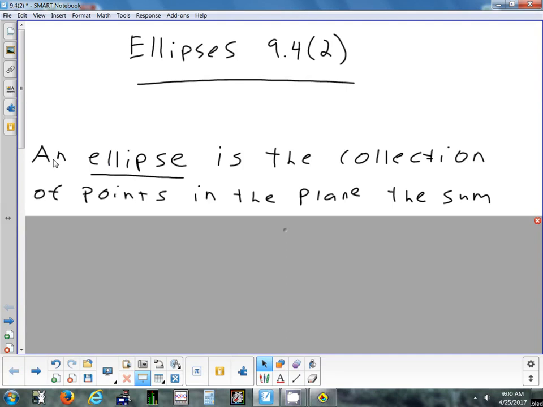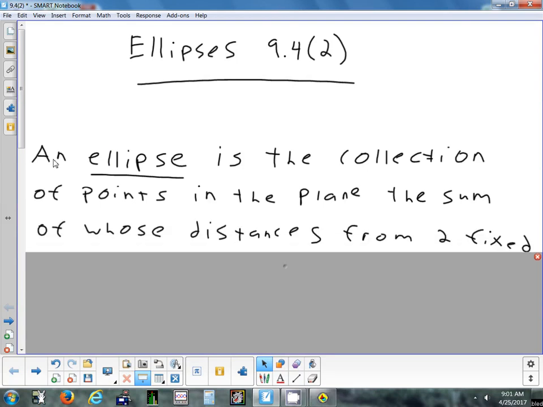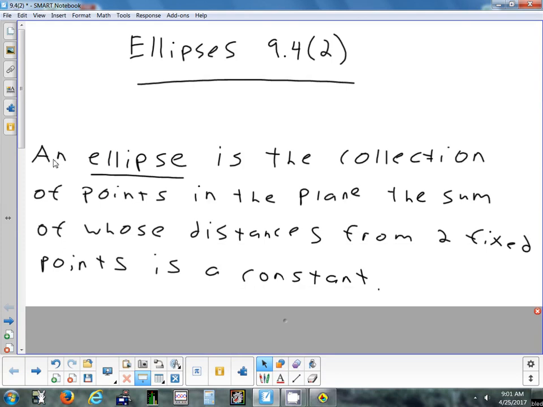So pretty much every definition of a conic section starts out this way. It's a collection of points in the plane that satisfy something. Again, because it's in the plane, that means it's flat, it's a two-dimensional shape. And it's the collection of points in the plane, and we're looking at the sum of two distances. Okay, it says the sum of whose distances from two fixed points is a constant.